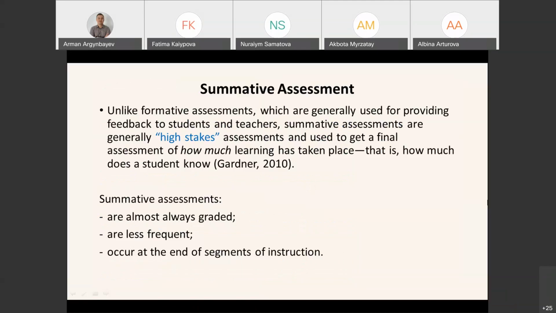All right, let's continue with summative assessments. What is summative assessment? We must know that it's unlike formative assessment. Summative assessments are high-stake exams. So in formative assessment, we don't grade students. We provide feedback, but in summative assessment, we grade them. We give grades, and this is why they're called high-stakes exams, because a lot of things depend on those exams.